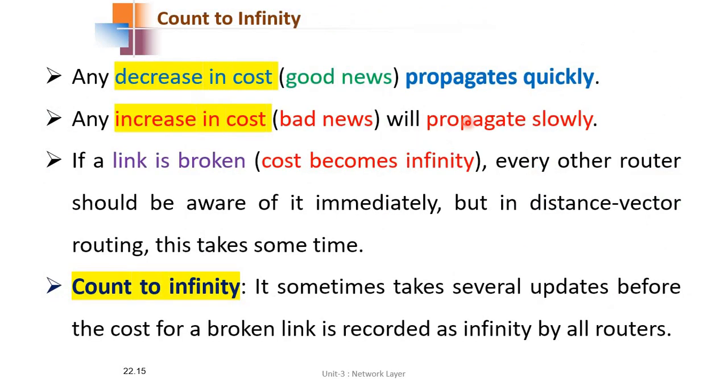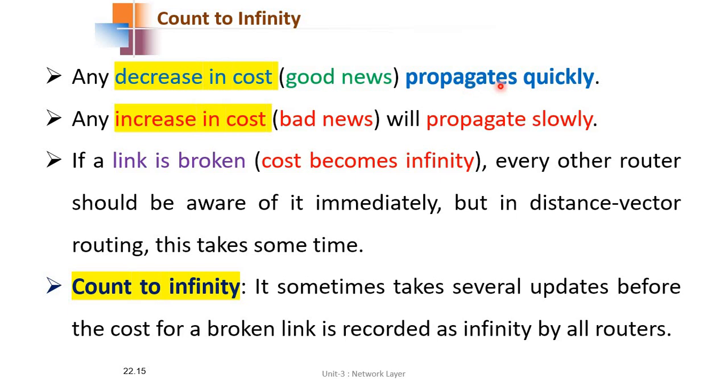Okay. Now the next concept is nothing but count to infinity. What is count to infinity? As we've seen, we have to keep in mind two important points, the shortest distance and the least cost. The first point is any decrease in the cost. If you come to know that there is any decrease in the cost, yes, that is really good news, because by decreasing the cost route only, I'm going to transfer my data in a very fast manner. So I'm going to have the propagation in a very quick manner.